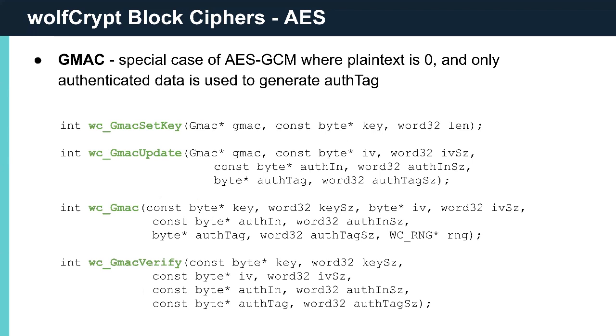So a special case of AES GCM is known as GMAC. This is where the plaintext is 0 or null, and only authenticated data is used to generate an auth tag. So we do have a separate API set for GMAC. You can see we have a GMAC set key, GMAC update, one GMAC function if you'd like to set the key and IV all in one go, and then a GMAC verify function to verify the authentication tag.